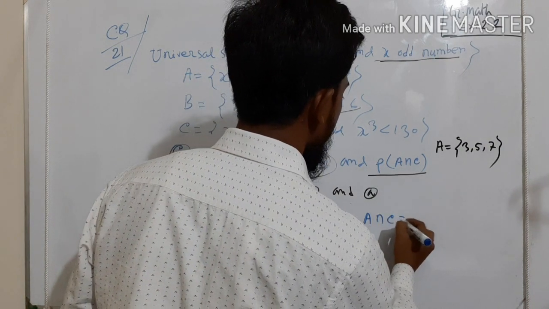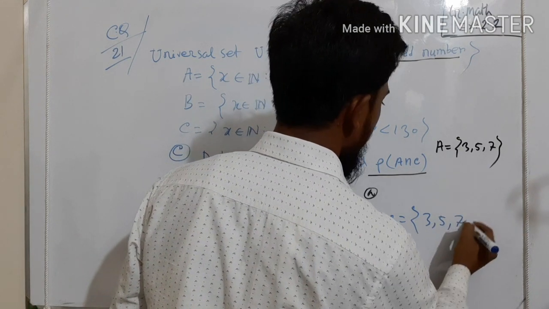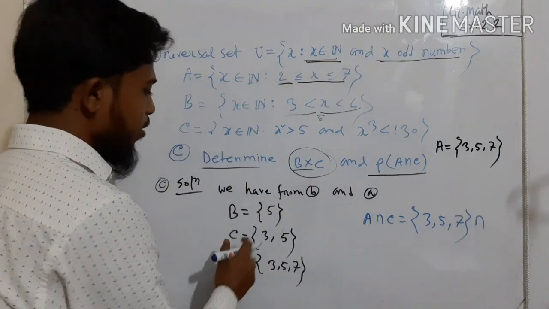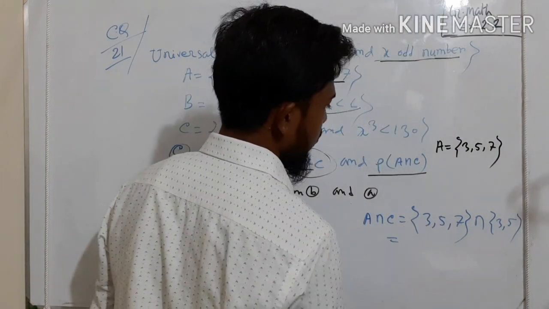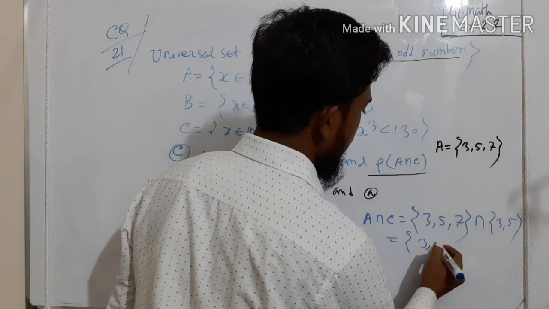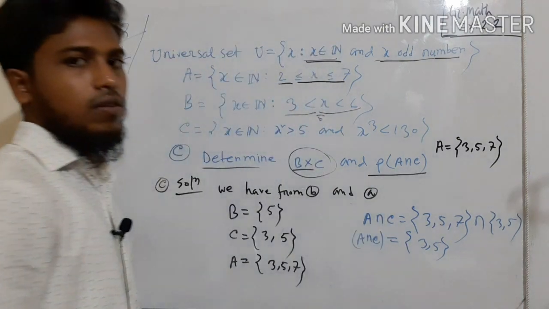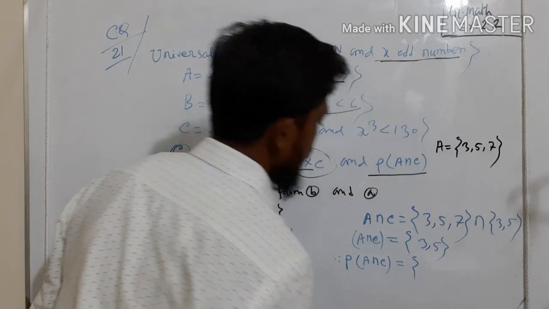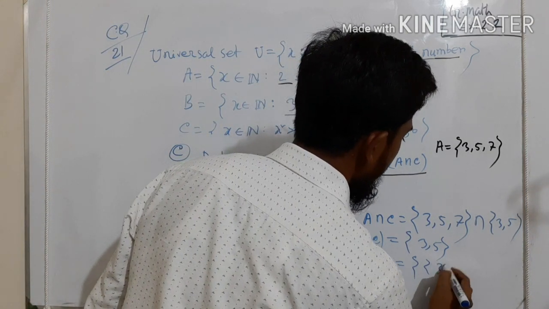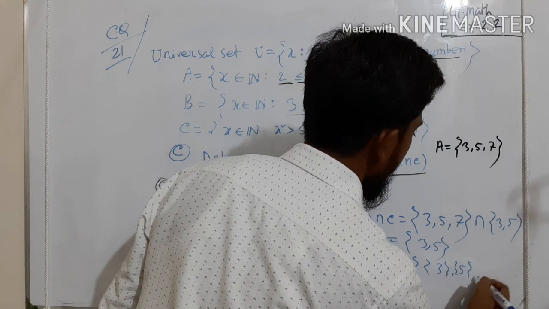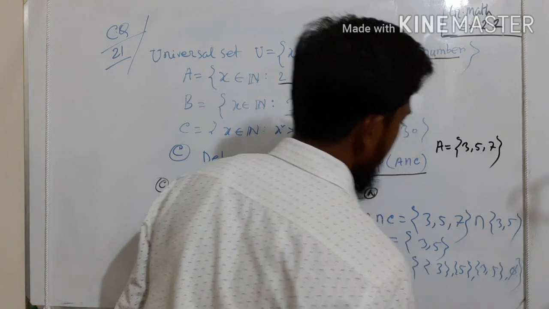Now I will find the value of A intersection C. So A intersection C equal to, here {3, 5, 7} intersection C, the value is {3, 5}. So A intersection C is {3, 5}. So the power set, the subsets of A intersection C, are {3}, {5}, {3, 5} and the empty set. This is our answer.